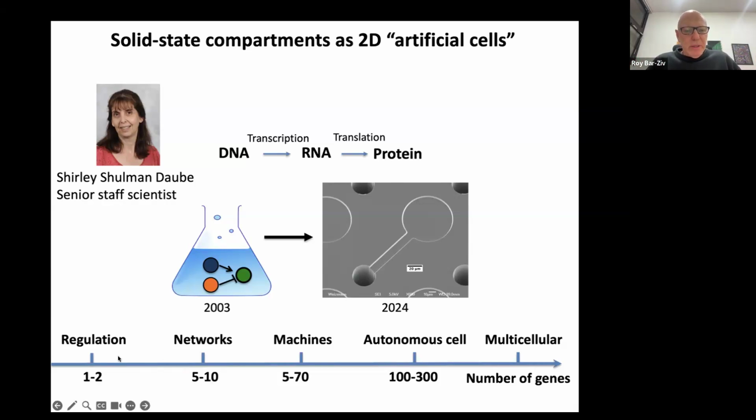And we now have a real program where, along the axis of biological complexity, annotated here in number of genes, we've touched each and every aspect of this axis: from 1 or 2 genes coding for regulation, to a network comprised of 5 to 10 genes, to machines or machine components, all the way to dozens of genes and proteins, all the way to a first step toward an autonomous cell capable of self-regenerating its machinery. We're working towards that. And here we're at the level of 100 or so and more genes and proteins, all the way to multicellular systems, where we now have communication between such compartments, which I'll show you shortly. So this is the advantage, or the capabilities, which have been enabled by using these two-dimensional DNA compartments.